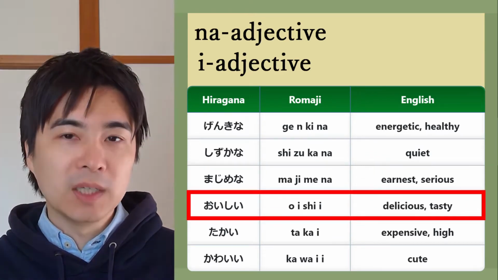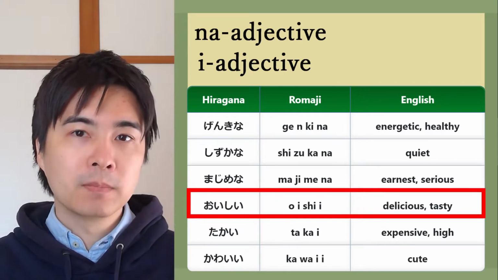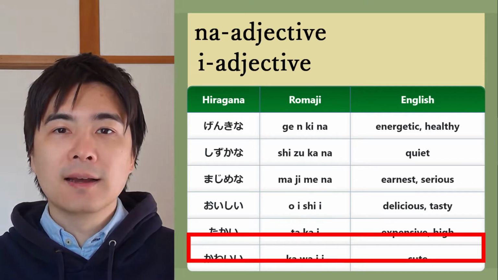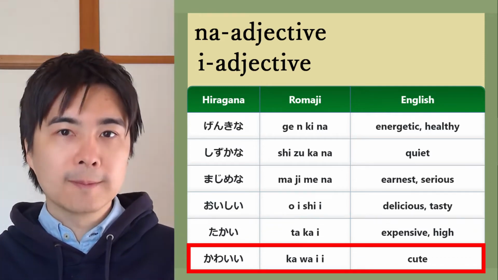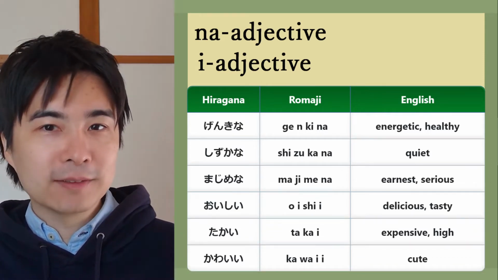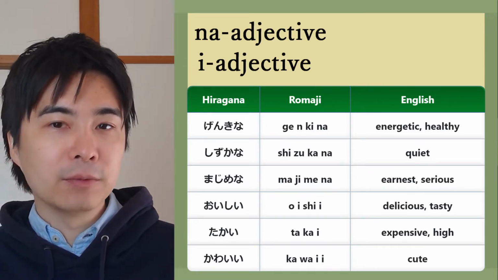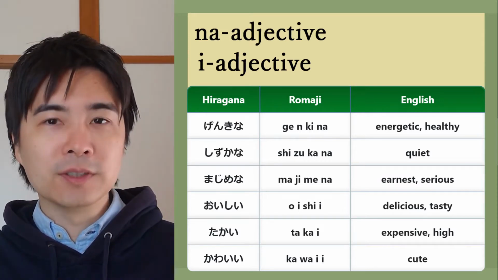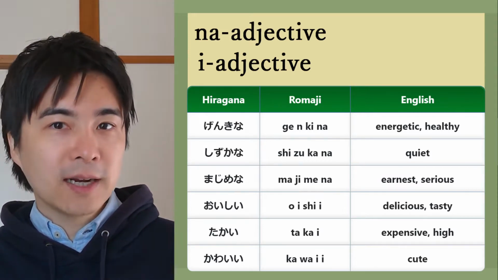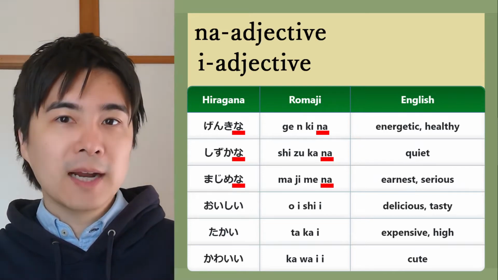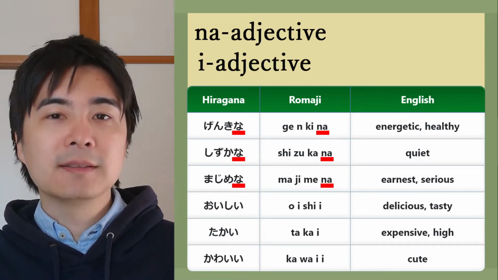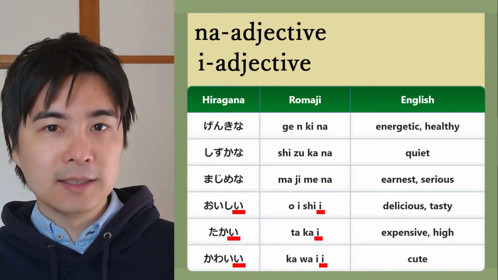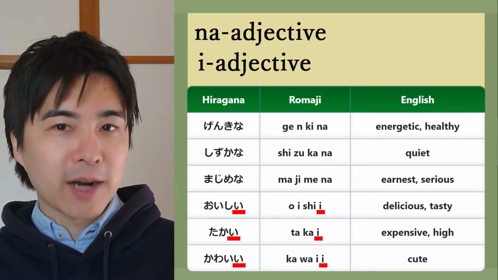おいしい means delicious or tasty. 高い means expensive or high. かわいい means cute. Can you tell which ones are Na-adjectives and which ones are I-adjectives? Actually, it's easy to distinguish. Please just check the last letter of them. The last letter of Na-adjectives is Na, and the last character of I-adjectives is I. It's easy to remember, right?